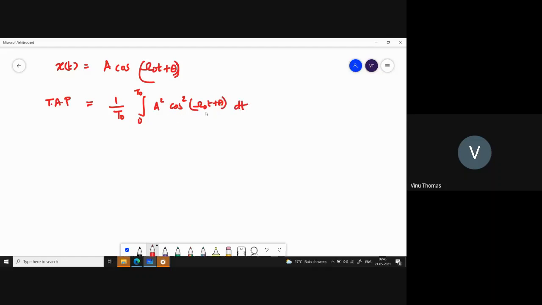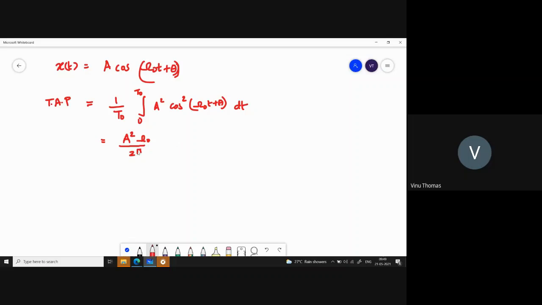A squared cos squared omega naught t plus theta dt. So we will represent this cos squared in terms of 1 plus cos 2 theta by 2. So this you can write as equal to, I will take a squared outside. So a squared by T0. T0 I will write as 2 pi by omega naught. So I will write this as a squared into omega 0 by 2 pi.